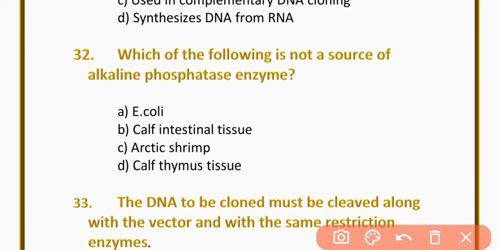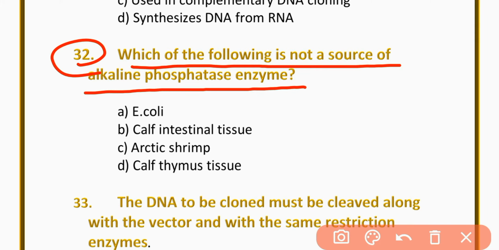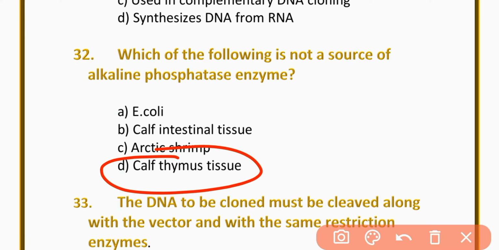MCQs 32. Which of the following is not a source of alkaline phosphatase enzyme? A, E. coli. B, calf intestinal tissues. C, arctic shrimp. D, calf thymus tissue. The correct option is option D.